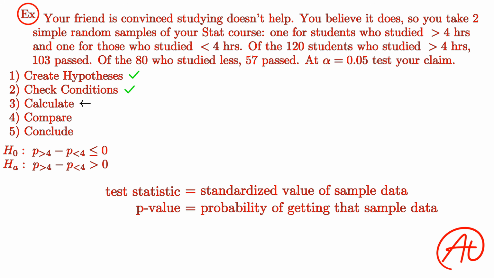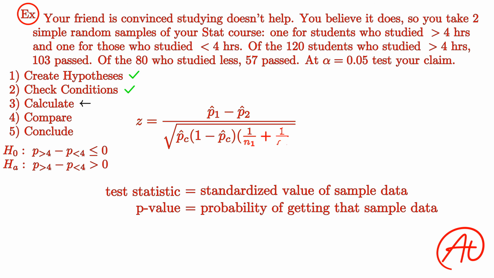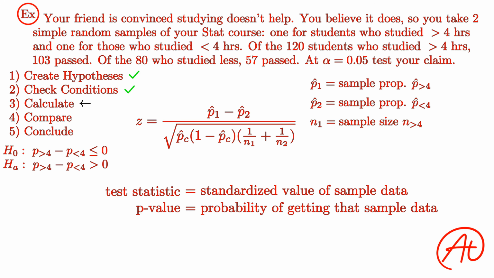The formula for z for 2-sample z-tests for proportions is z equals p1 hat minus p2 hat divided by the square root of pc hat times 1 minus pc hat times 1 divided by n1 plus 1 divided by n2, where p1 hat is our sample proportion of students that studied more than 4 hours, p2 hat is our sample proportion of students that studied less than 4 hours, n1 is the sample size of students studying more than 4 hours, n2 is the sample size for students studying less than 4 hours, and pc hat is the proportion of students who passed the final exam combined together across both the samples.